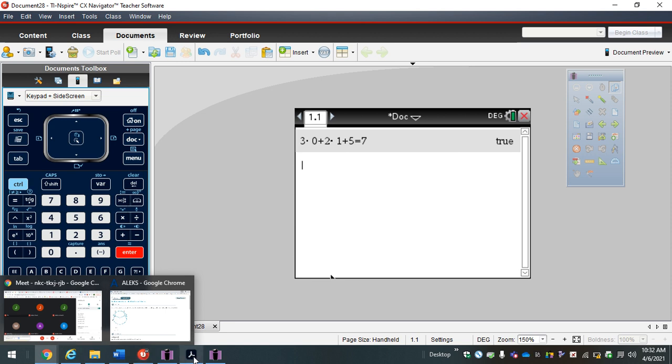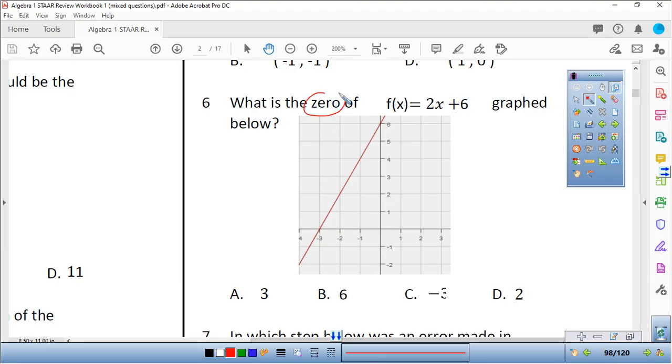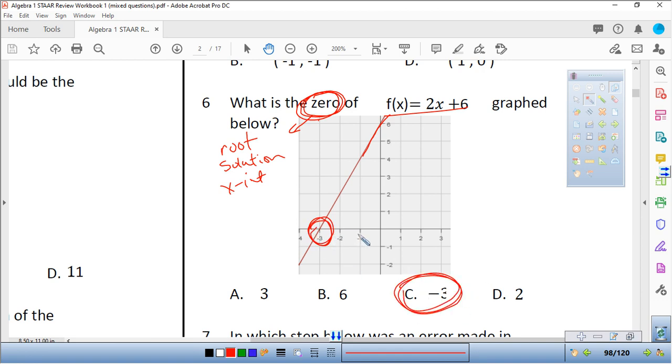My bad. Here we go. What is a 0, guys? This is vocabulary. Also a root, a solution. The last most important one, your x-intercept of this. So there's my graph of that. What is my x-intercept? No work needed.